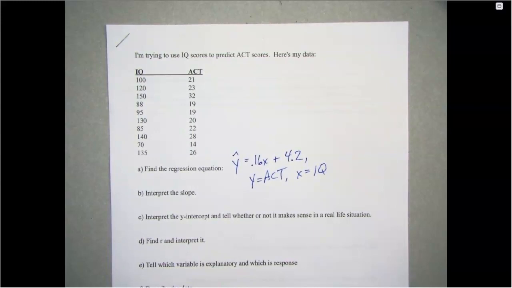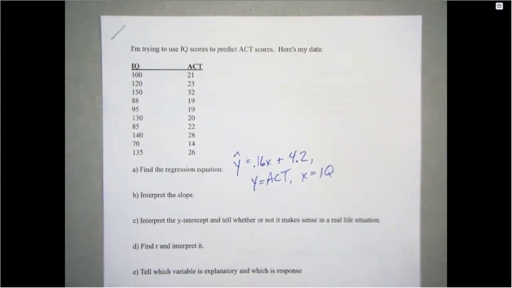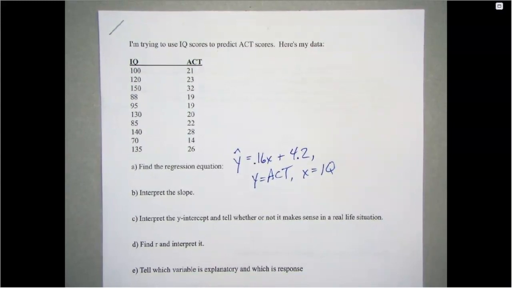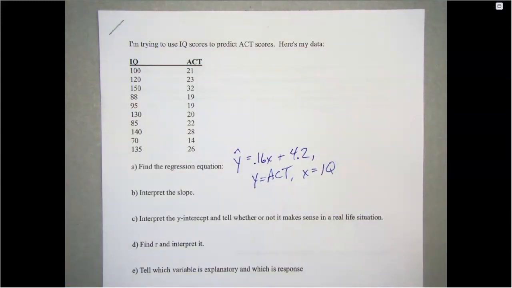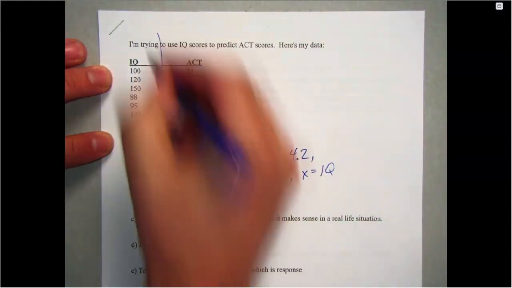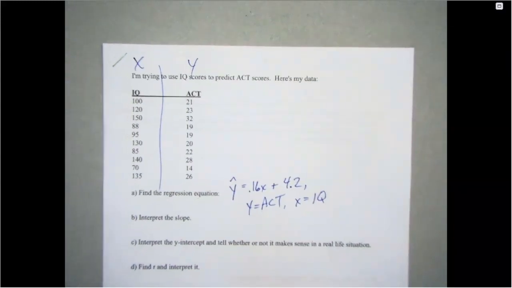I wanted to give you guys time to chat on your own, but should we just do it together? That seems like it's going to be helpful. Okay, so are we good on getting the equation? Do we understand why IQ is X and ACT is Y? There's kind of two ways. When you get a table like this, X is always on the left and Y is always on the right. That's just how the table works.